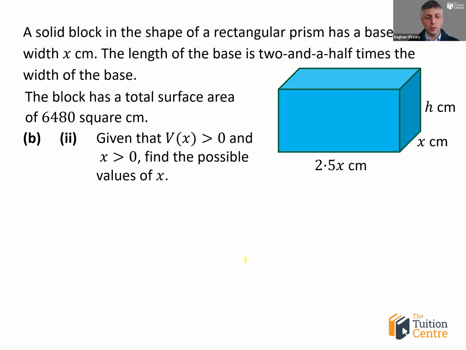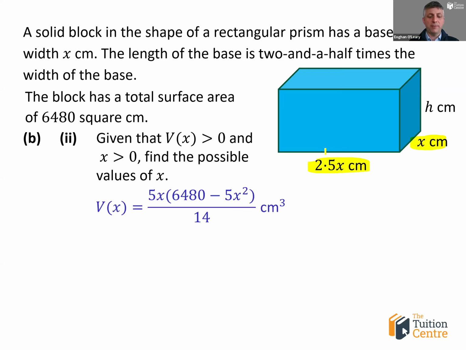Now, B part 2 is one that might have taken a bit of thinking for people, different ways you could do it. Given that V(x) is greater than naught, so the volume of the box is greater than naught. Okay, that makes sense, doesn't it? And x is greater than naught, so both the length and then correspondingly the breadth are both greater than naught. Find the possible values for x.